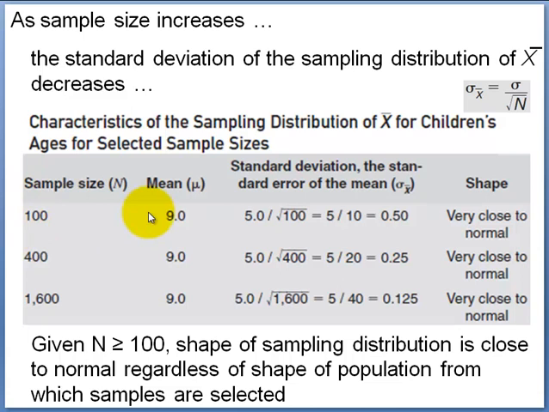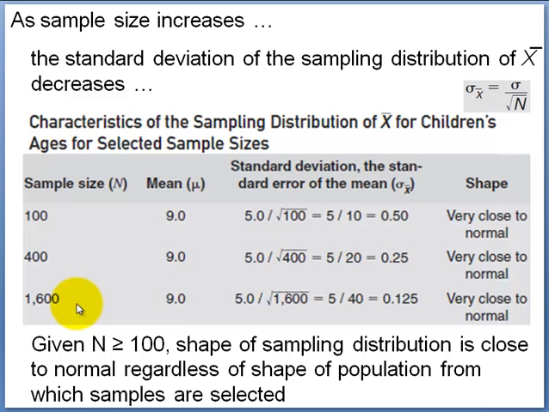we've already done our calculations and indeed had a visual display. The mean is 9. The standard deviation, that is to say the standard error of the mean, computed to 0.5 years, and because sample size was indeed 100 or greater, shape is close to normal. Now suppose that we take an infinite number of samples of size 400. The mean of the sampling distribution continues to be 9, but the standard deviation is going to get smaller. The standard deviation is going to become 0.25 years. And the shape is very close to normal.